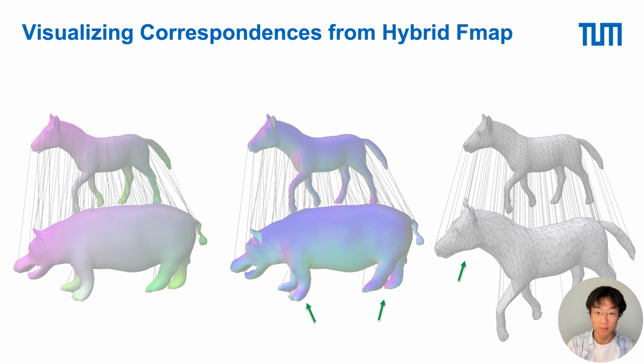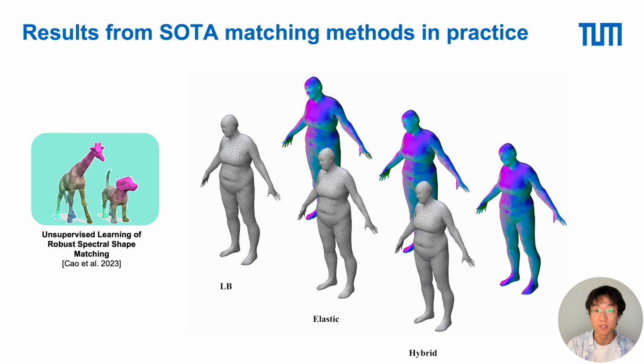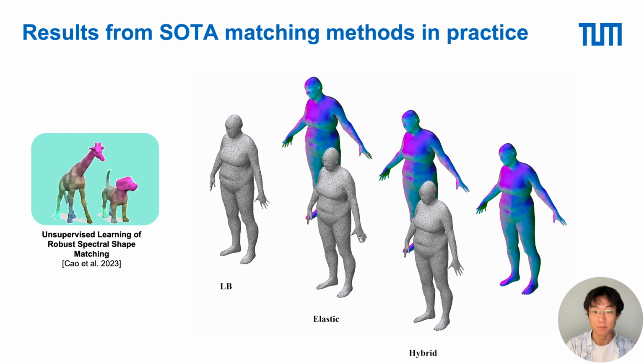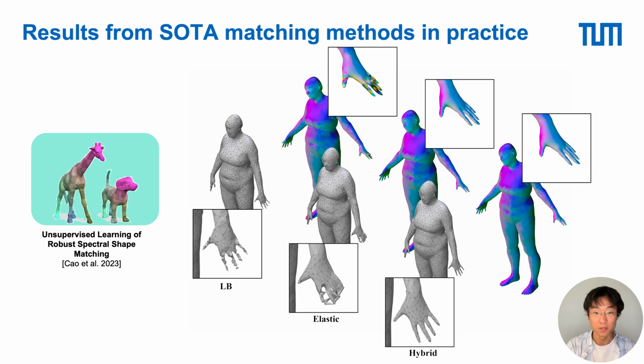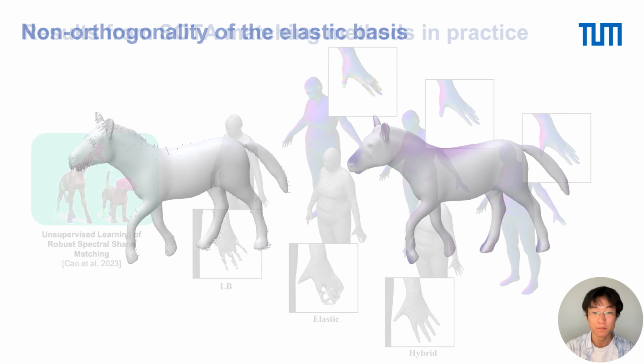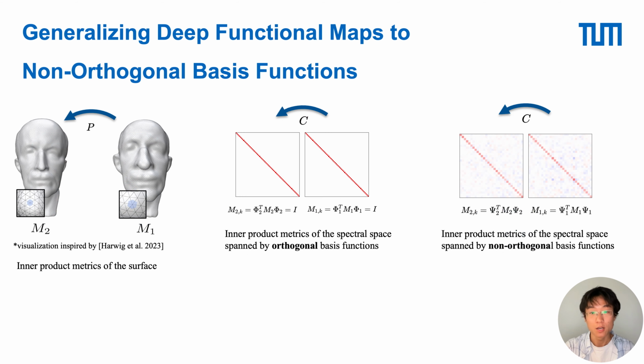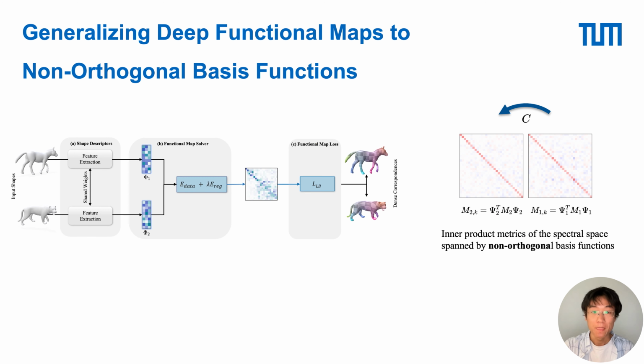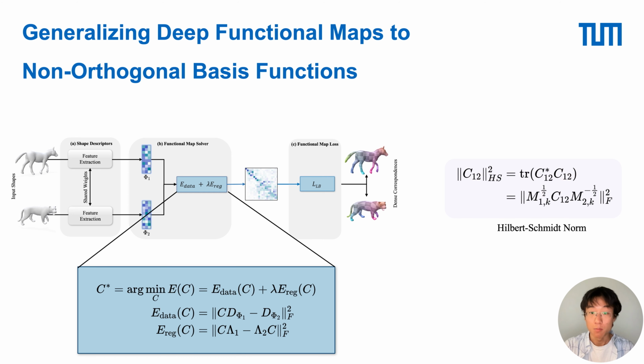To show you one more example in practice, these are the results from a state-of-the-art functional map shape matching pipeline. Notice how the hand and fingers are most properly mapped with a hybrid adaptation. Recall that the elastic basis becomes non-orthogonal after vector to scalar projection. In order to make this happen, we need to accommodate functional maps with a non-orthogonal basis in a deep learning framework. Advocated by Hadovich et al., a proper tool to handle this is the Hilbert-Schmidt norm.